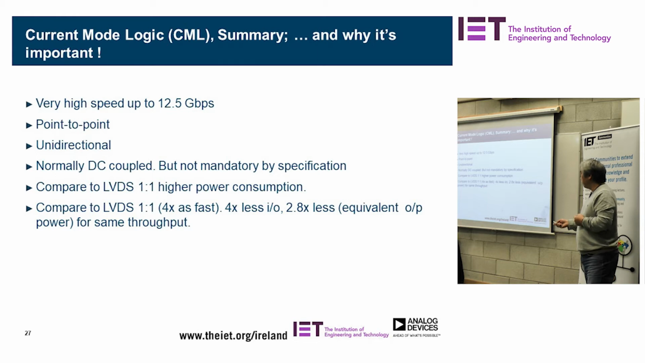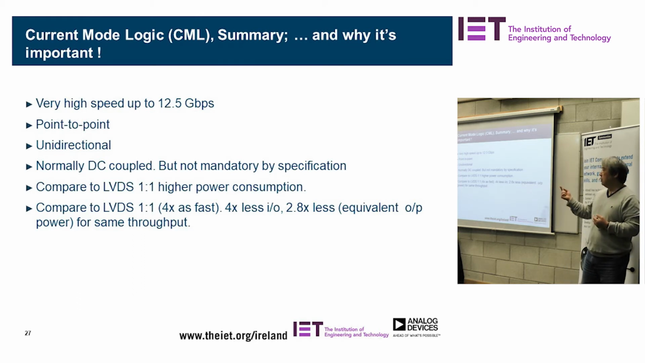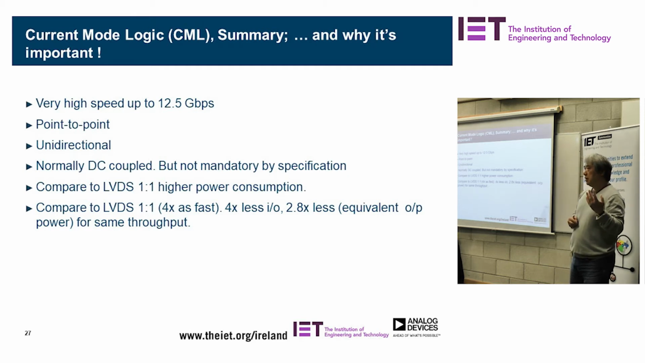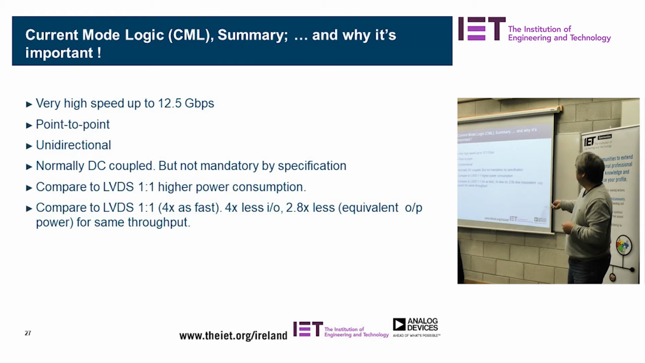And if you compare to the LVDS, it's actually 4 times as fast, but 4 times as less I/O. And when I work it out, it's about 2.5 times the equivalent output power if you want to compare one for one. So one of those common mode logic pairs is actually equivalent to 4 of your LVDS pairs. So even though if you compare 1 to 1 it's a bit higher power, when you compare the 4 of them to have the equivalent throughput, you're saving almost a factor of 3 times.